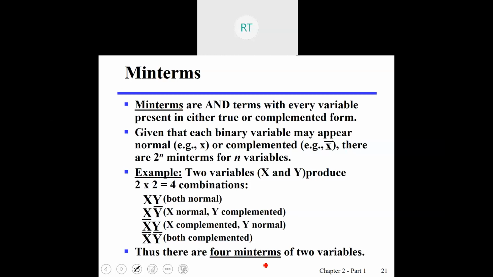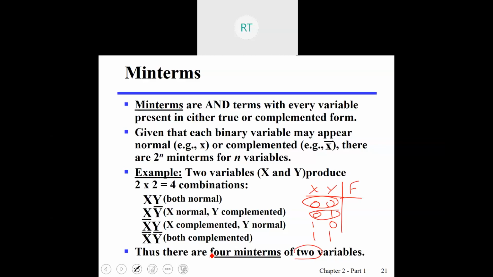Okay. If you have two variables, let me write them down. This is X and this is Y. Having two variables, you will have four cases: 0, 0, 0, 1, 1, 0, and 1, 1. By looking at this 0, 0, it means X bar, Y bar. And what about 0, 1? What is it? Yes, Rabia? It's X bar, Y.